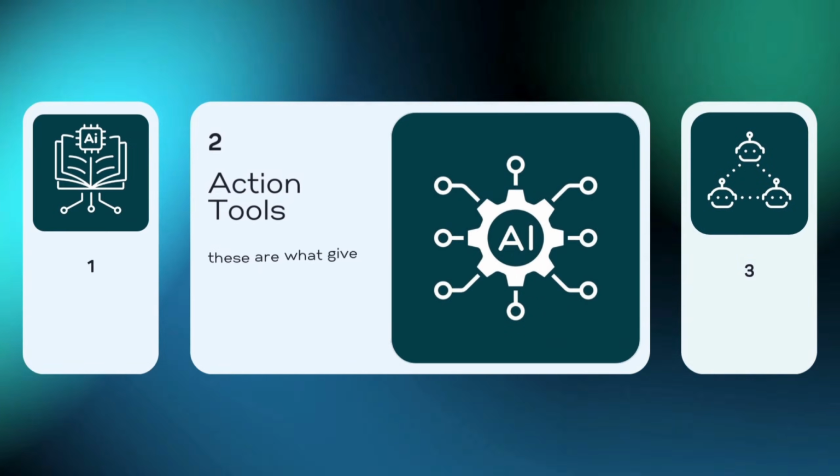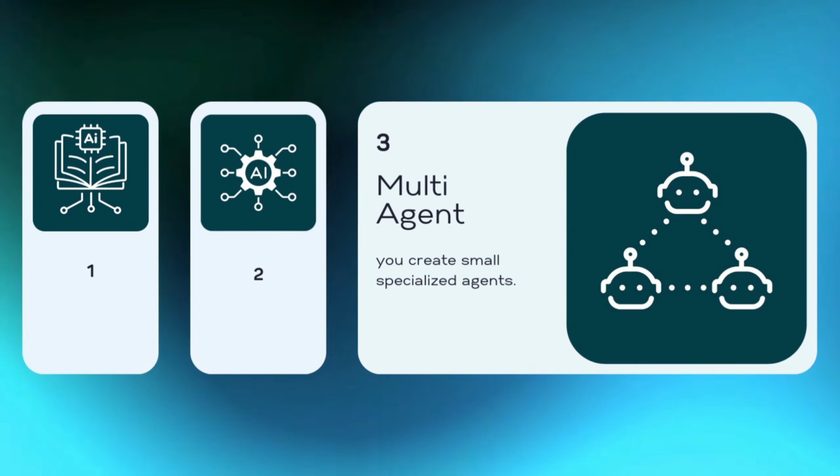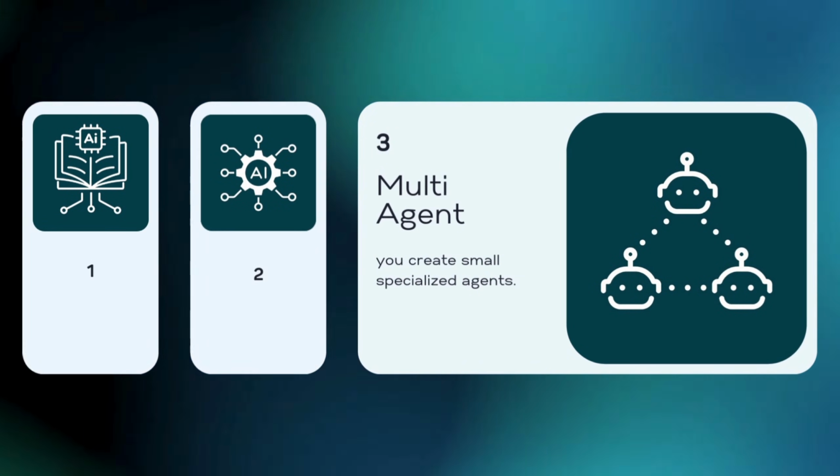Now the second one is the action tools. Your agent should have the ability to act, and this is done by the action tools, where you can query a database, call a logic app, hit an API, or send an email. And finally, the multi-agent option. Instead of just creating one giant agent, you create small specialized agents and then connect them under an orchestrator and finally get a desired output from the team of agents.